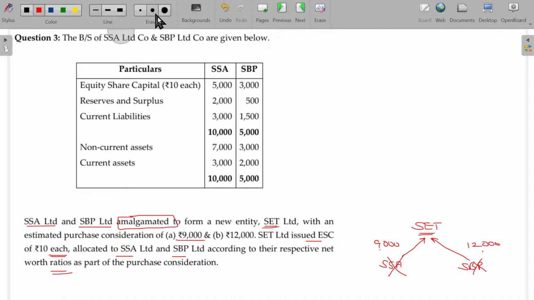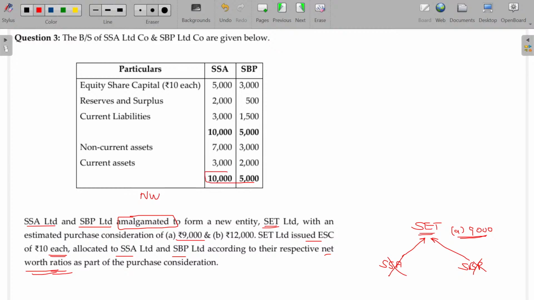If the first one is 9,000. The purchase consideration payable in the first scenario, scenario A, is 9,000. Now the question is, out of 9,000, how much is for SSA and how much is for SBB? For that calculation, we have to use the net worth ratio. Net worth is nothing but assets minus liabilities, for SSA and SBB.